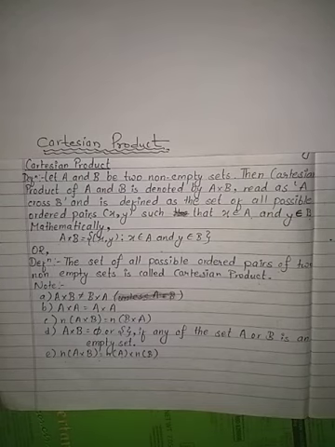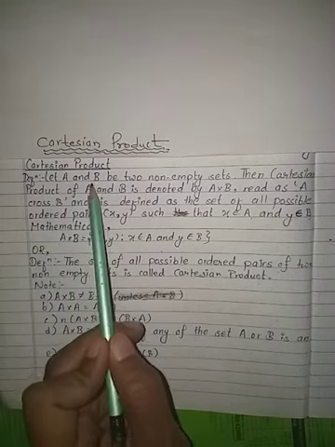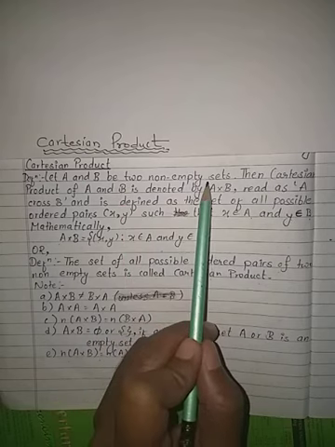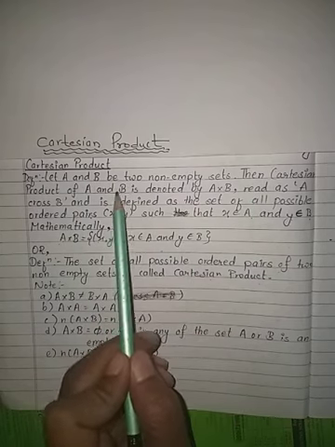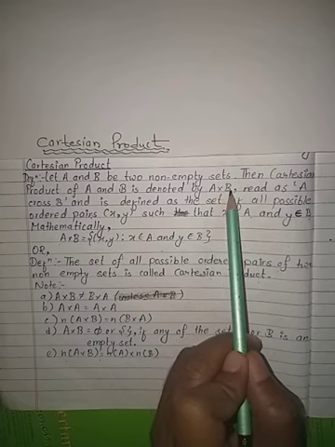Hi everyone. In this video, we'll discuss the Cartesian product, its definition, and a solved example to represent the Cartesian product in different forms. To define a Cartesian product, we need two non-empty sets. Here we are taking set A and set B as non-empty sets. Then the Cartesian product of set A and set B is denoted by A cross B.